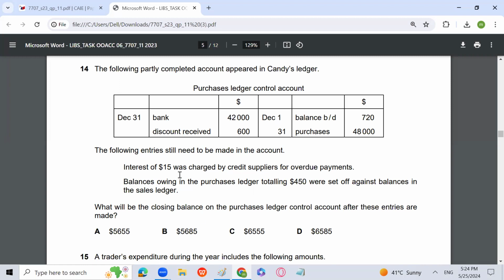Very, very easy. Interest of 15 was charged by a credit supplier for overdue payment, so it means that our trade payable will increase. The entry will be interest debit and trade payable credit. So it will come on the credit side, with the name interest on overdue account, 15. And the balance of purchase ledger is set off, so it will come on the debit side, because set off will come on the debit side of PLCA and the credit side of SLCA. So you will total the credit side, subtract the debit side, and you will get the closing balance, which is $5,685. So I'll move forward.